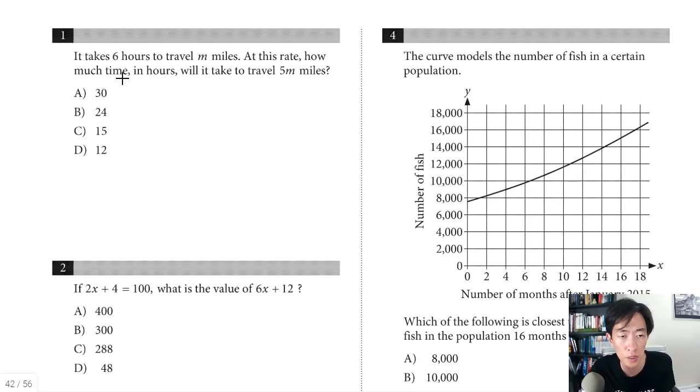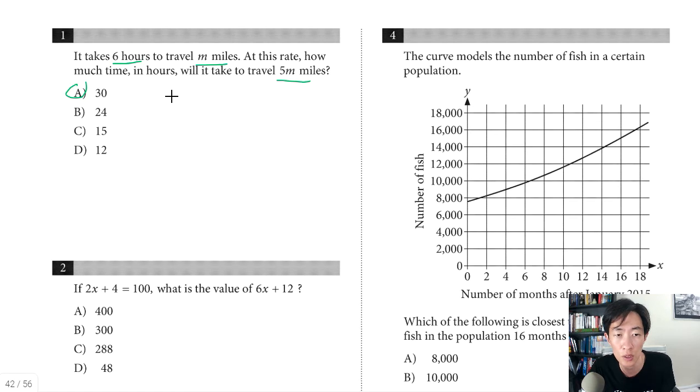Question 1, it takes 6 hours to travel m miles. At this rate, how much time in hours will it take to travel 5m miles? So basically, if you know the amount of time to travel m miles, how much it's going to take to travel 5m miles, just multiply that amount of time by 5 and you get 30 hours.